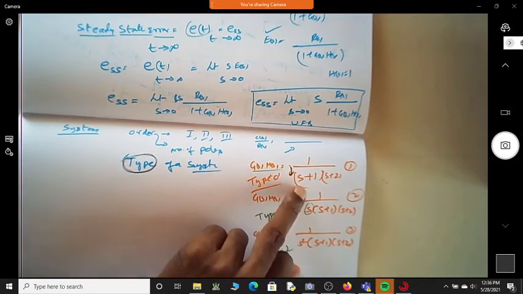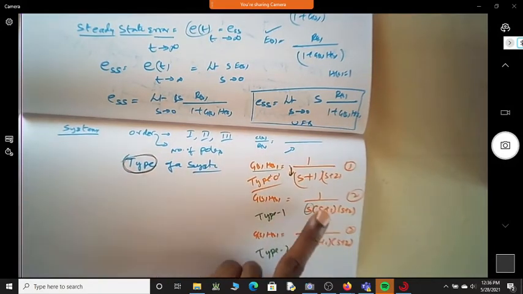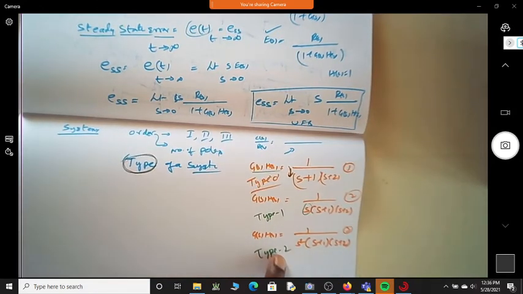So what is the order here? Order is 2, type is 0. Order is 3, type is 1. Order is 4, type is 2. Type is 2. Yes, sir.